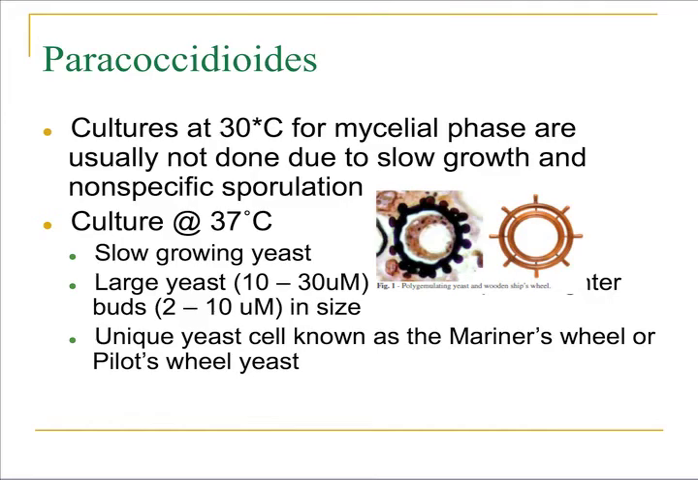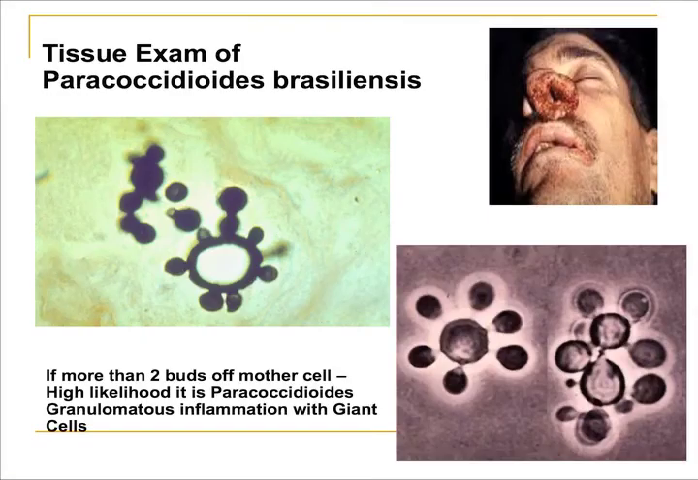If you look at the next slide, you can see the tissue examination of Paracoccidioides brasiliensis, and you can see the yeast cells are very, very large with very prominent daughter buds. You can also see a picture on the upper right-hand side of the nasal destruction that can occur with this yeast species.